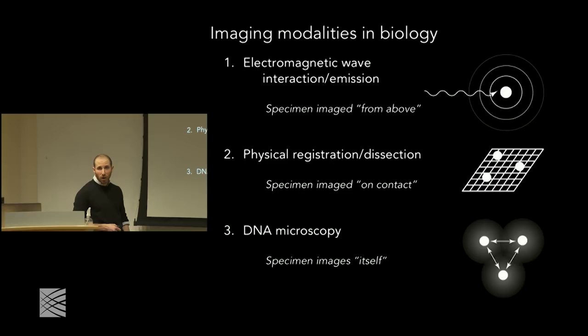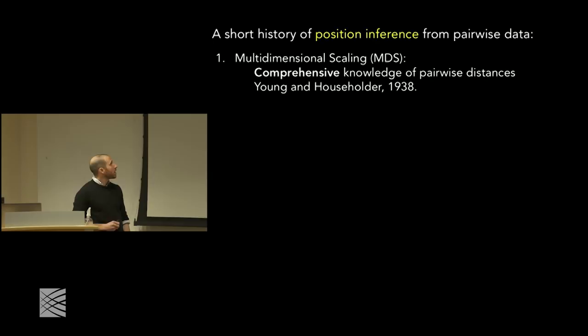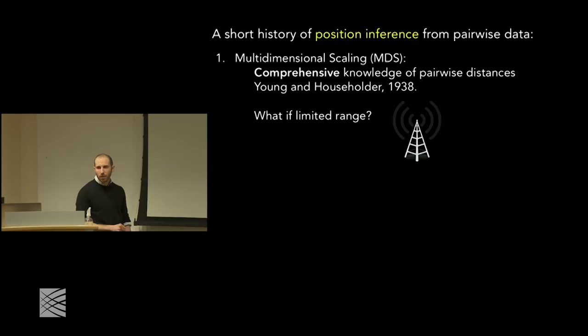Okay. So it's important to emphasize that this is not the first time that position inference has been done from pairwise data. It was all the way back in the early 20th century when two mathematicians, Young and Householder, showed that if you had comprehensive information about every single pairwise distance between individual points with one another, that you could perfectly reconstruct distances as long as the points were situated in a low-dimensional space. But more recently, the question has come up, well, what if you don't have comprehensive information about every single pairwise distance? What if instead what you have is just a limited range?